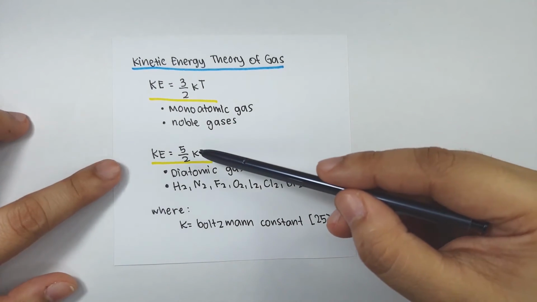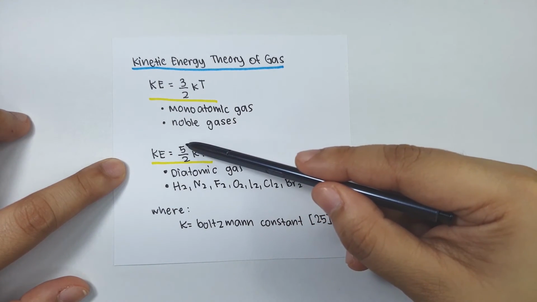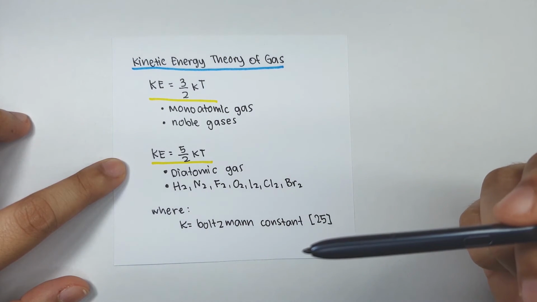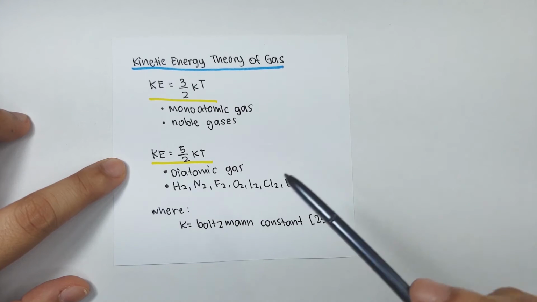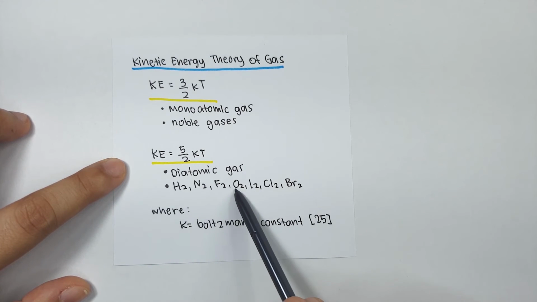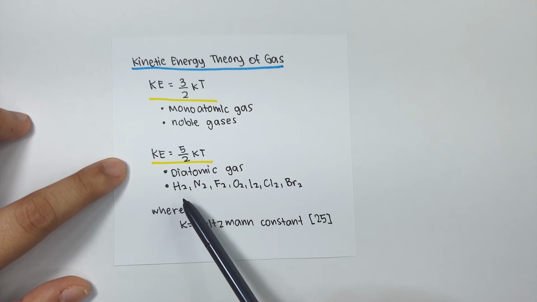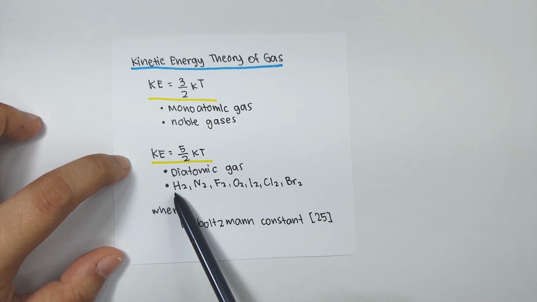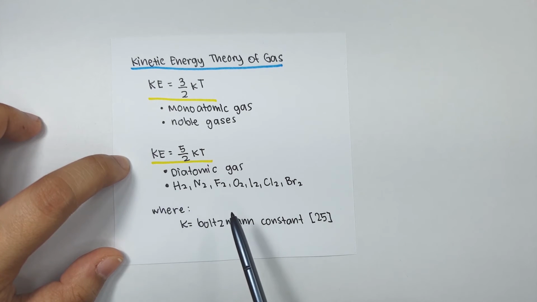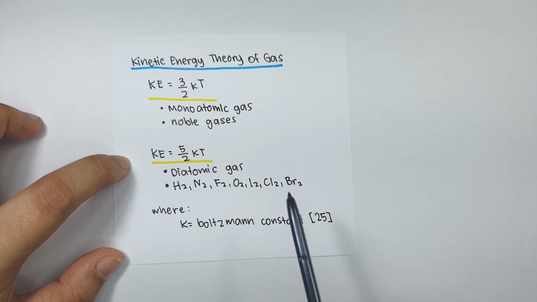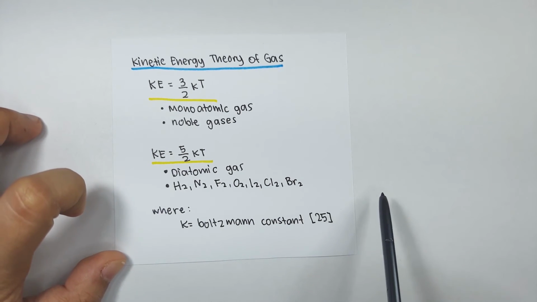The second one is KE is equal to 5 over 2 kT. So, ito ay for diatomic gases. So, kailangan alam nyo kung sino-sino yung mga diatomic gases natin. Have no fear of ice cold beer. That is hydrogen gas, nitrogen gas, fluorine, oxygen, iodine, chlorine, and bromine. Okay? So, memorize that one.